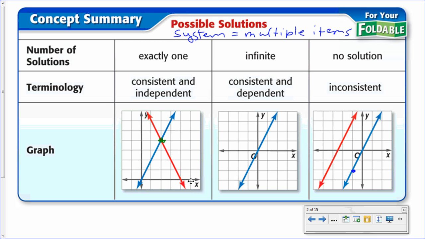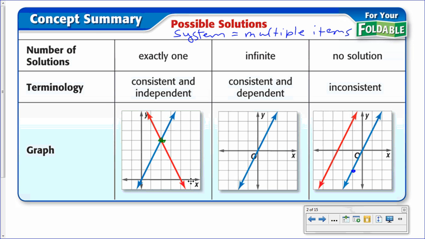Okay, in the middle part, what's happening here? What do you think infinite means? How many lines does it appear that you have right there? And in reality, you have how many? We're working with systems, which is multiple what? Multiple items or multiple lines. There's actually two lines here. What's happening to the two lines? They are falling on top of each other.